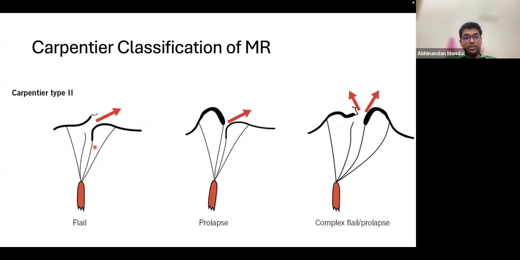So you can appreciate the direction of the MR. In Carpentier type 2, it is towards your unaffected leaflet. This is a very important thing to understand. It will either be wall hugging or eccentric. So these jets are actually directed towards your unaffected leaflets.